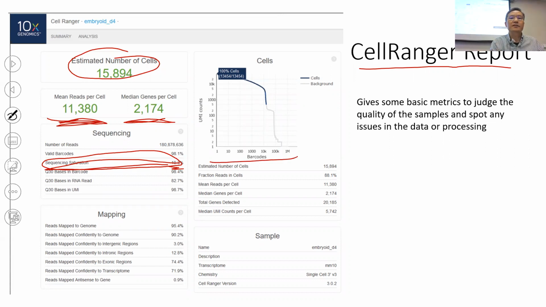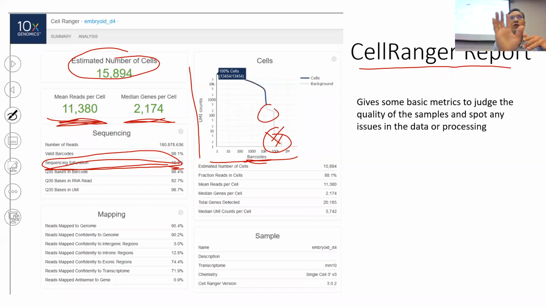Okay, this curve here is log scaled, and that's the barcodes. Remember, we have a long list, more than 700 thousand barcodes. Some of these barcodes get some reads, but not enough, which indicates an empty droplet. Some of these empty droplets have very few UMI counts. That's definitely an empty droplet.